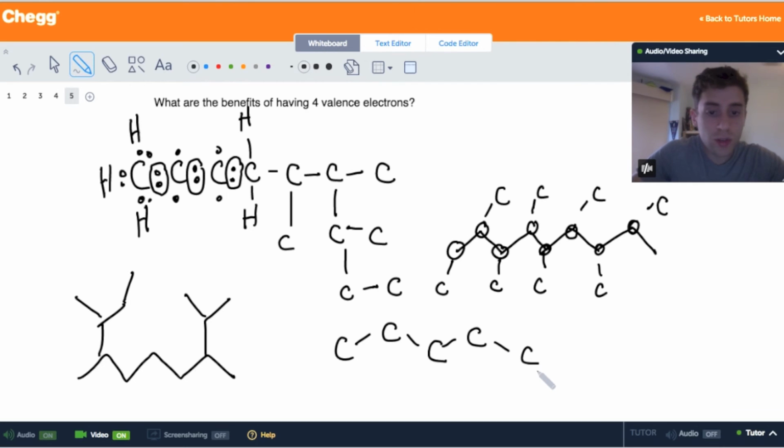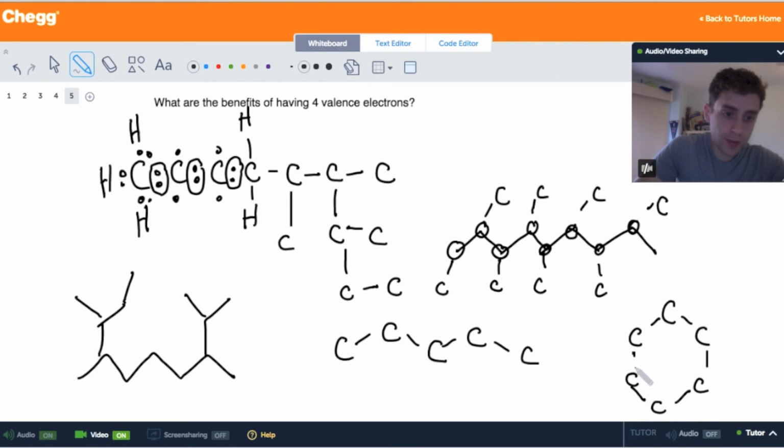But you can also start wrapping around and forming rings with carbon. So carbon can form ring structures by wrapping around. And here, you'd have hydrogens.